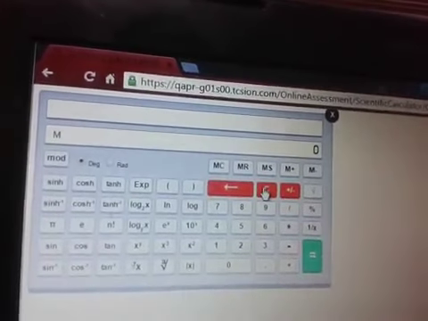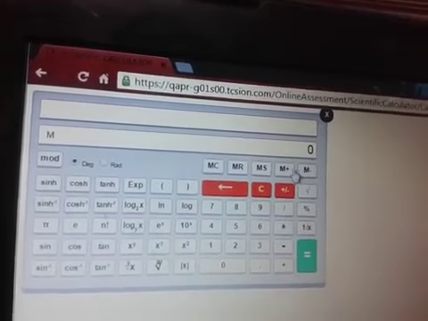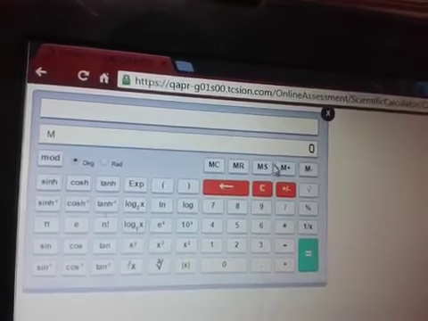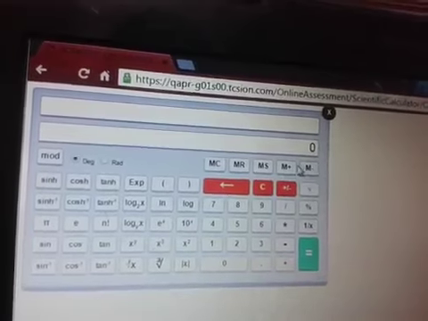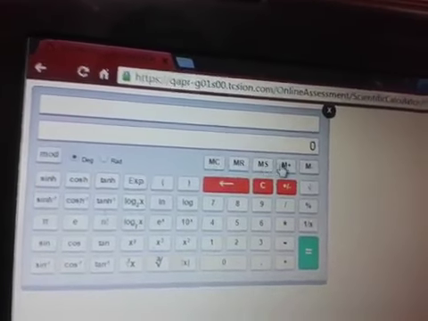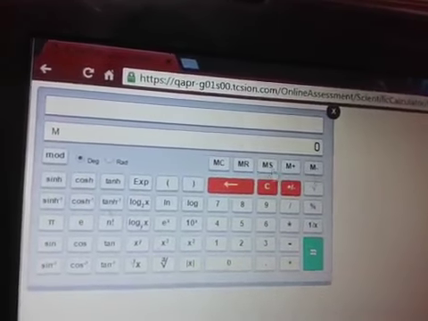You always need to clear the memory before using these two functionalities, M plus and M minus. Otherwise you will get unexpected results. Don't mess up with this. Don't try to use M plus and M minus simultaneously. Clear the memory and then use M plus and M minus genuinely.